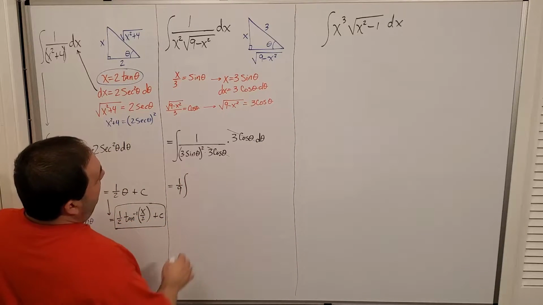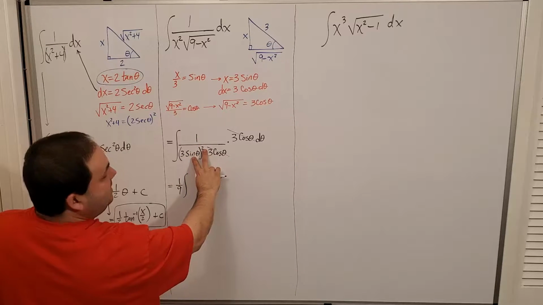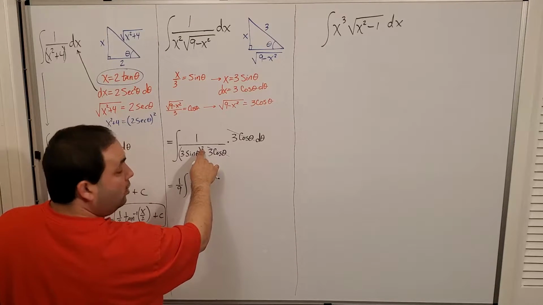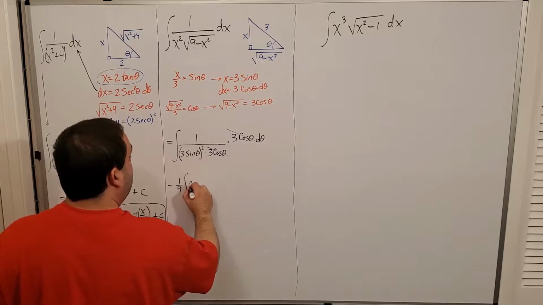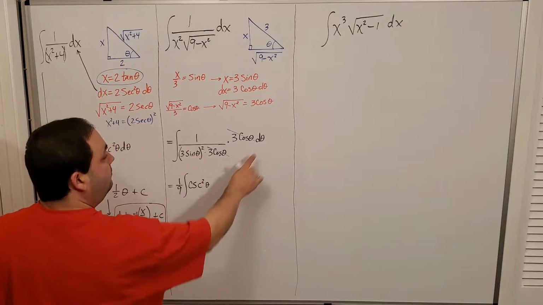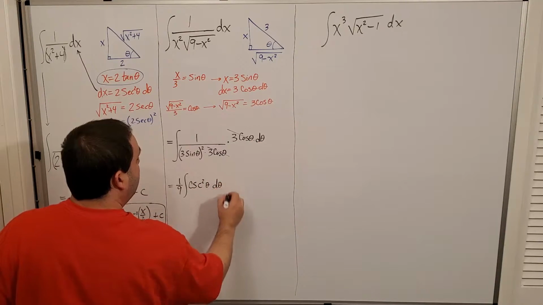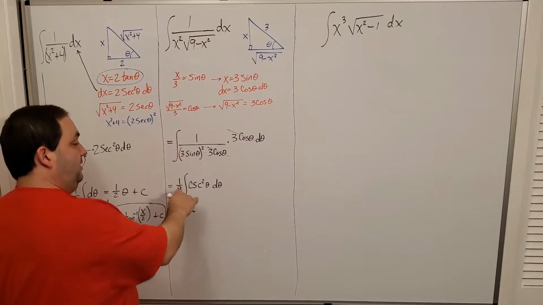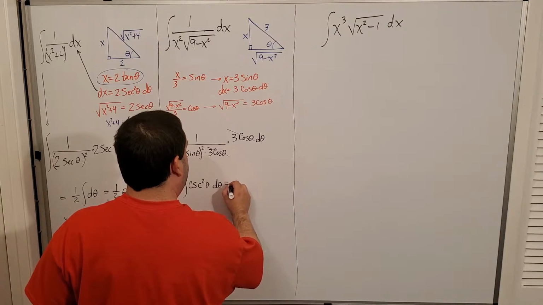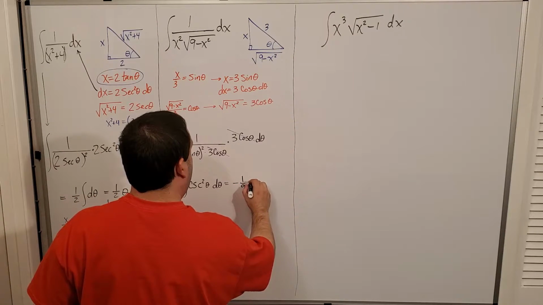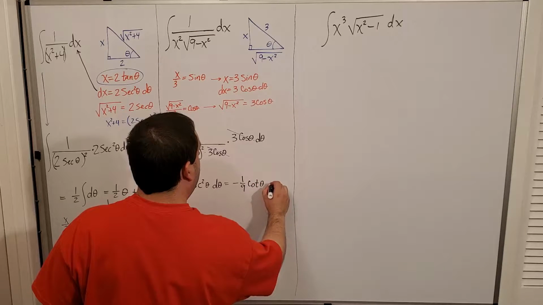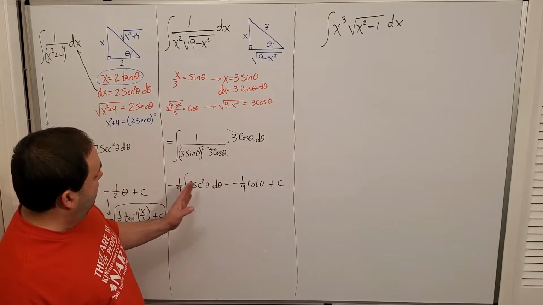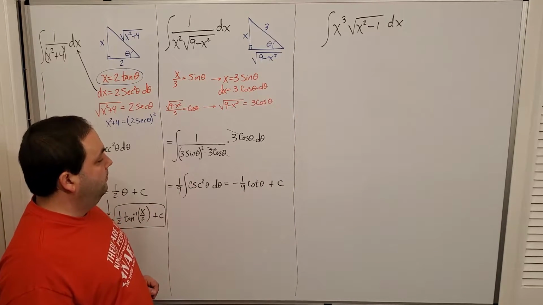1/9. And then I have a 1 over sine squared. Well, 1 over sine is cosecant, and 1 over sine squared is cosecant squared. And then I still have a d theta. Also a very quick antiderivative. The antiderivative of cosecant squared is negative cotangent, plus c here. Right? Negative cotangent theta is the antiderivative of cosecant squared.